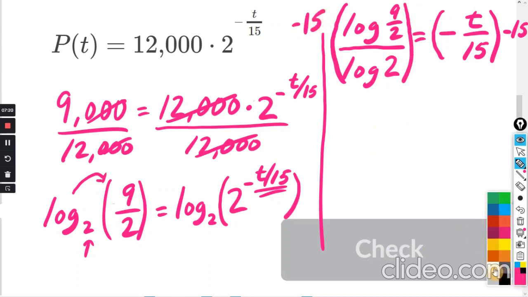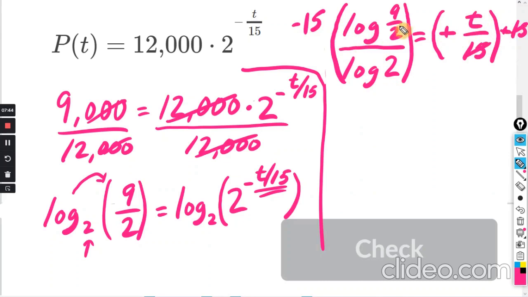All right, let me clean this up a little bit. Just multiplied both sides by negative 15. And what happens on the right-hand side? The negative times negative is positive, and 15 over 15 cancels. So we're just left with t. I'm going to have to do this on the calculator.